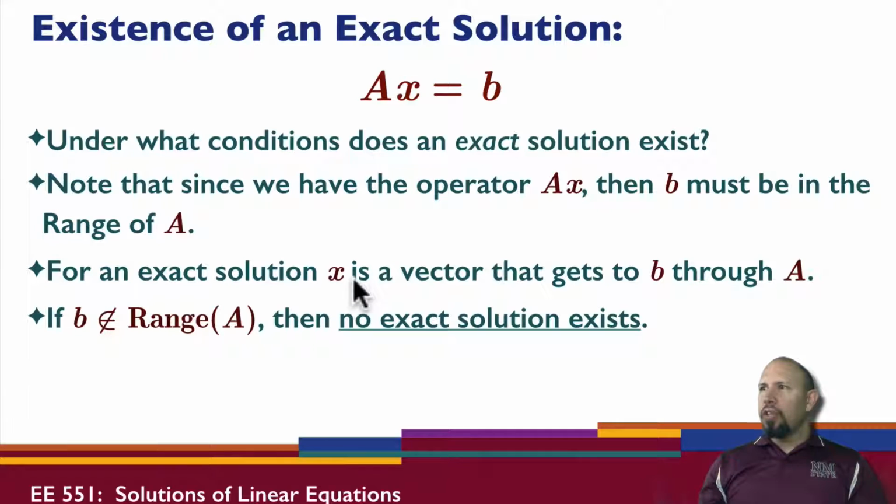So for an exact solution, x is a vector that gets to b through A. Any exact solution multiplied by A gives you b.